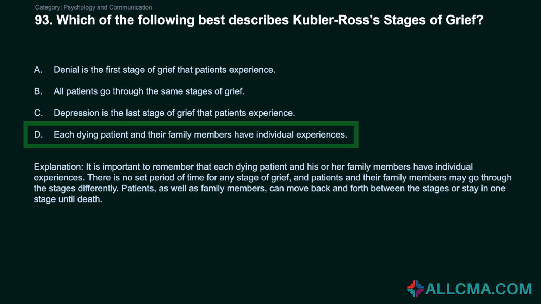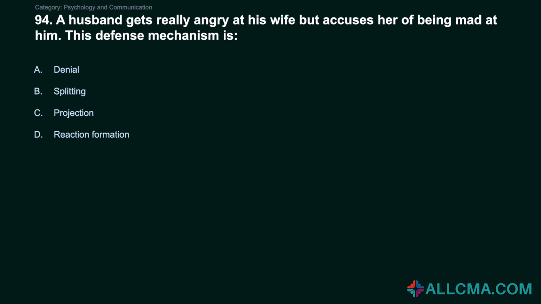It is important to remember that each dying patient and his or her family members have individual experiences. There is no set period of time for any stage of grief, and patients and their family members may go through the stages differently. Patients, as well as family members, can move back and forth between the stages or stay in one stage until death.